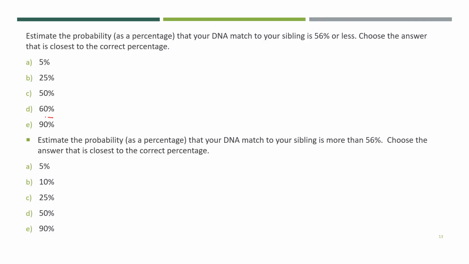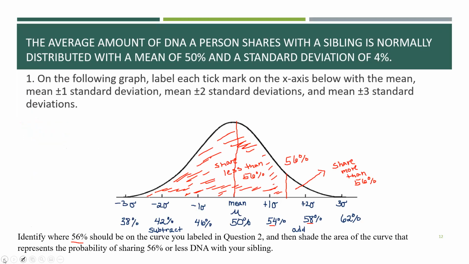So my best estimate is going to be that 90% of sibling pairs out there would share 56% or less of their DNA. So let's just go back and look at that curve one more time. And so we're suggesting that the shaded in area represents about 90% of all of the space underneath that curve.